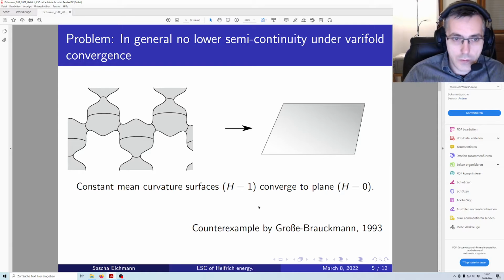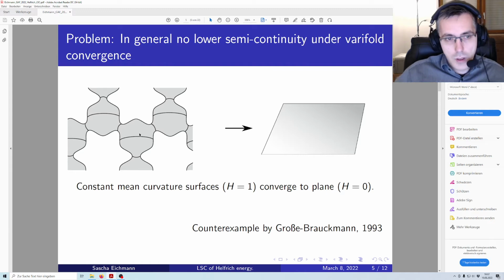Of course, this counterexample is not really our minimization problem. First of all, Carsten Grosse-Brauckmann's counterexample is infinitely big. It is constructed to be a periodic kind of surface. The other part is that the L2 norm of the second fundamental form of these surfaces will explode, which is not the case for us because we have control over the topology.